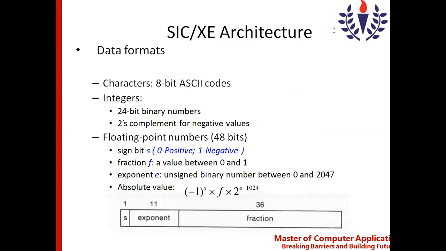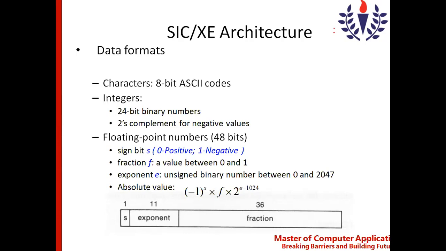Moving on to the data format, as I already told you, there are 2 formats in SIC. In addition to that, we have one more data type, floating point numbers. Integers are 24-bit binary numbers, characters are 8-bit ASCII code, and floating point numbers are 48 bits. Here, we can represent the 48 bits as a sign bit of 1 bit, exponent of 11 bits, and fraction of 36 bits. So in total there are 48 bits.